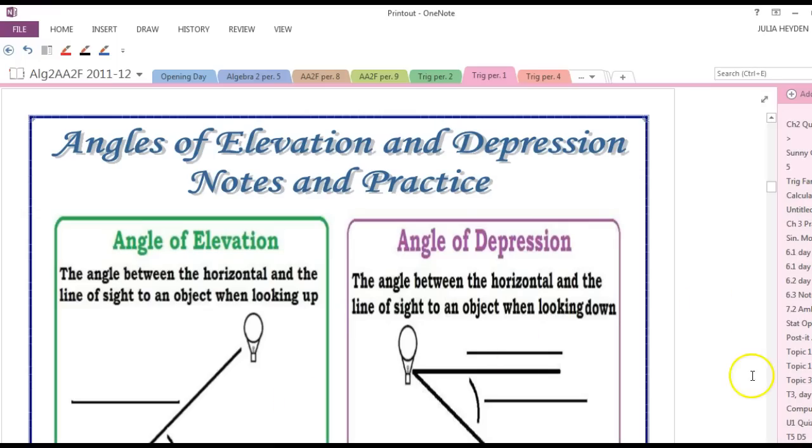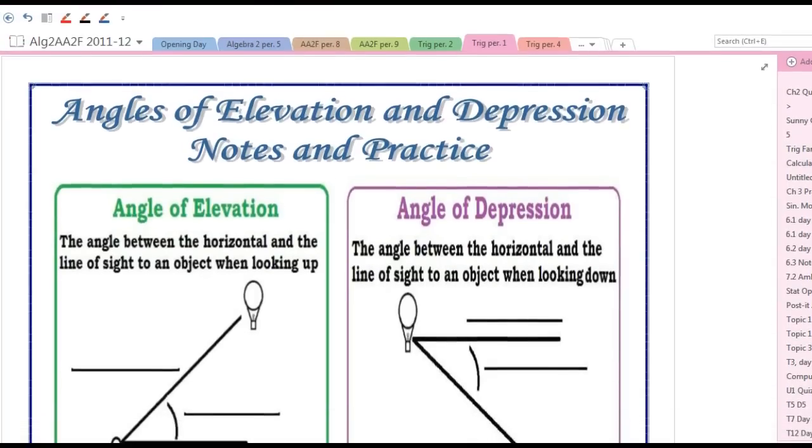We're going to talk about applications of right triangles, and so we talk about angles of elevation and depression. First we'll take some notes and go over some vocabulary, and we're going to talk about angle of elevation.